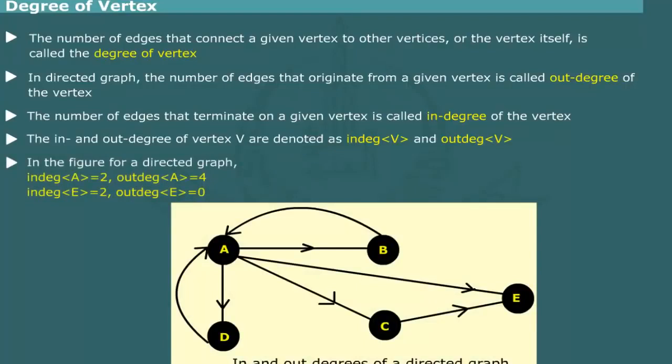Consider, for example, the graph shown in this figure. It can be verified that in degree of A is 2 and out degree of A is 4. The in degree of E is 2 and out degree of E is 0.